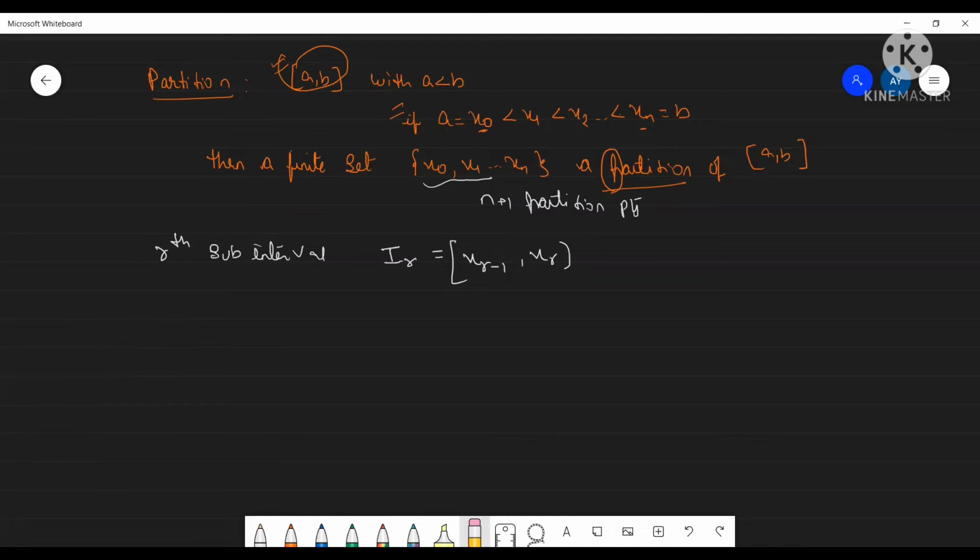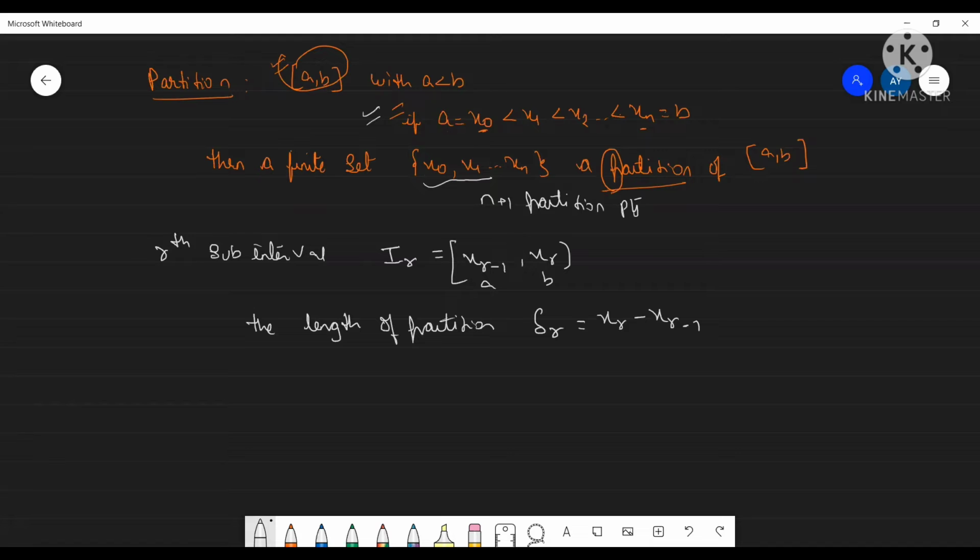So Ir is equal to xr minus 1 comma xr, and the length of the subinterval is denoted by delta r. So this delta r is equal to xr minus xr minus 1. That is, if this is a comma b, the length will be b minus a. Just remember that if the closed interval is a comma b, then length is b minus a. Am I clear till here? What is it that we have learned? First, we have learned the interval.